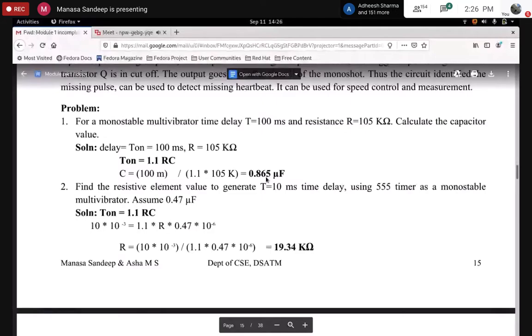Next, in the second problem, by giving the capacitor value, they have asked to find the resistor value. Here also the same formula you are going to use: T on is equal to 1.1 RC. R you need to find out, they have given T on as well as C. It's a very simple problem, so that's why we are not solving it. If you are having any doubts, you can come back, we are ready to explain it.